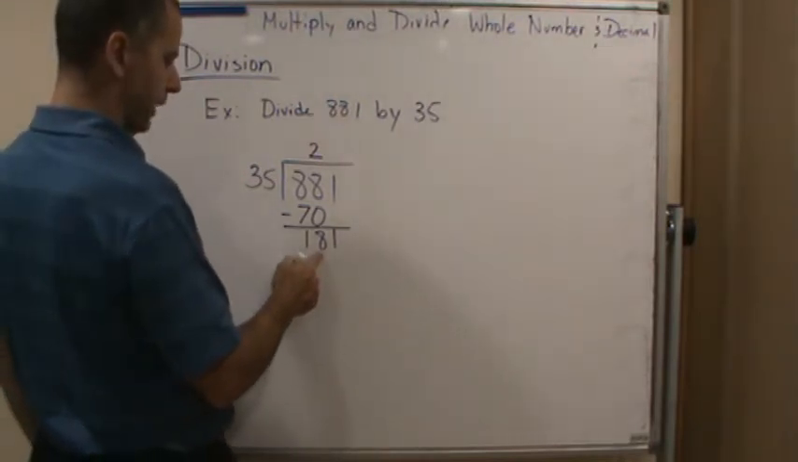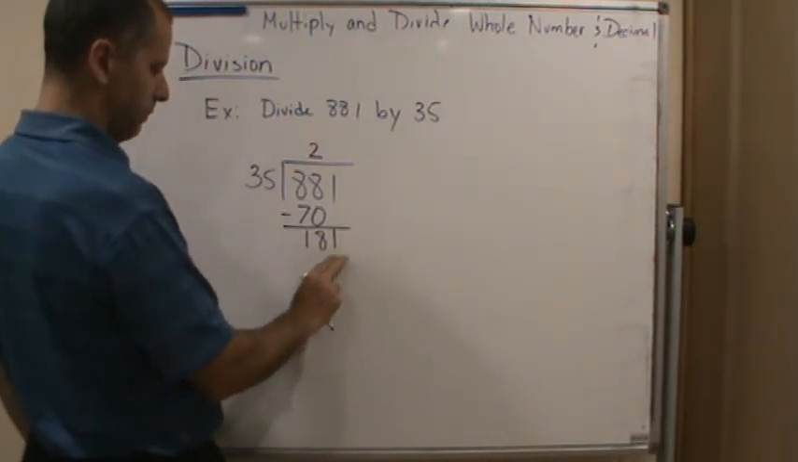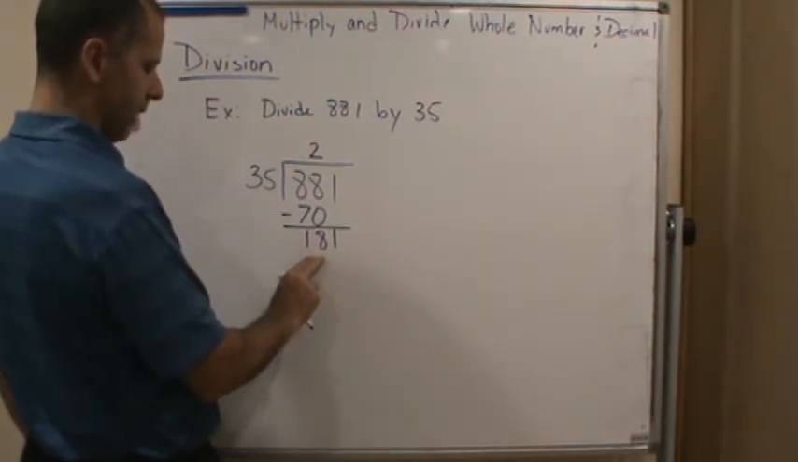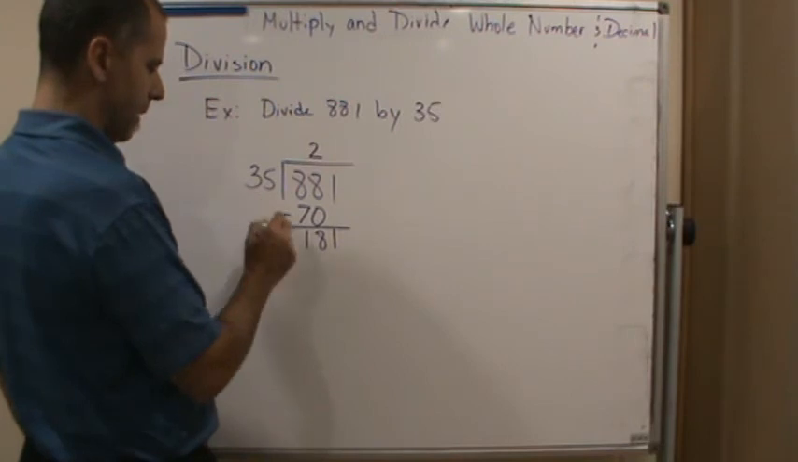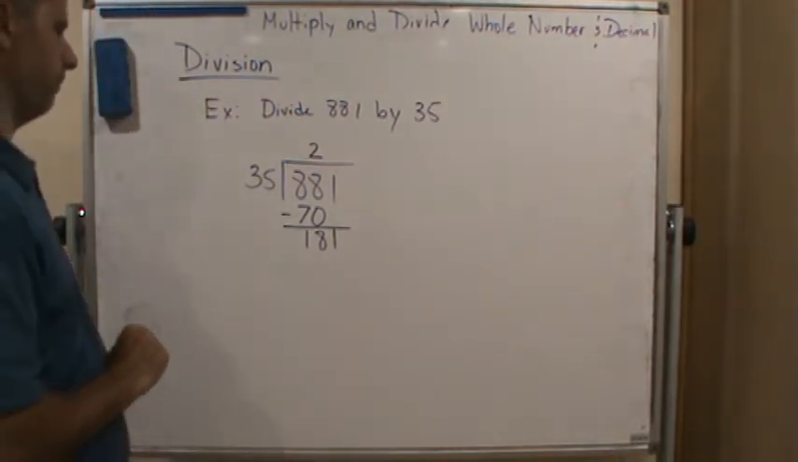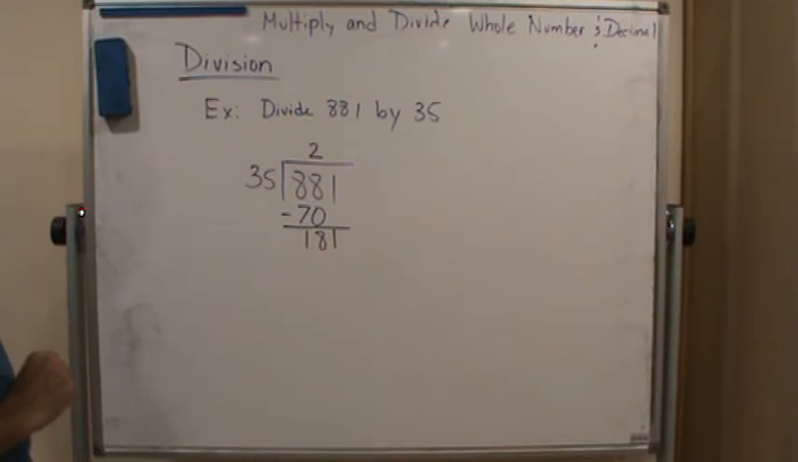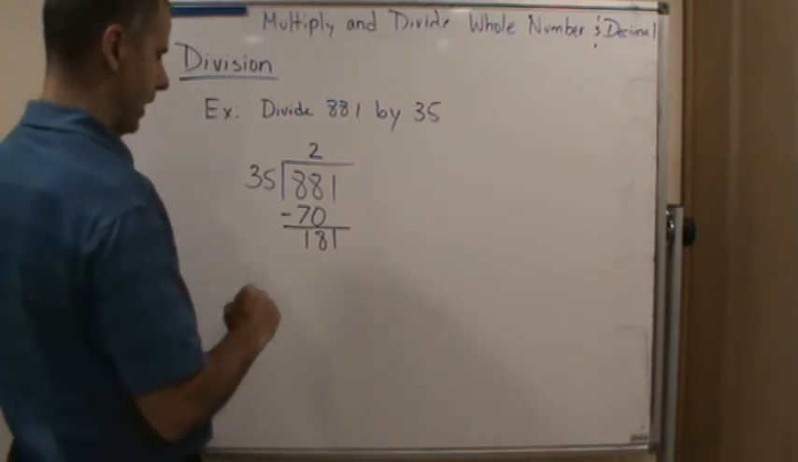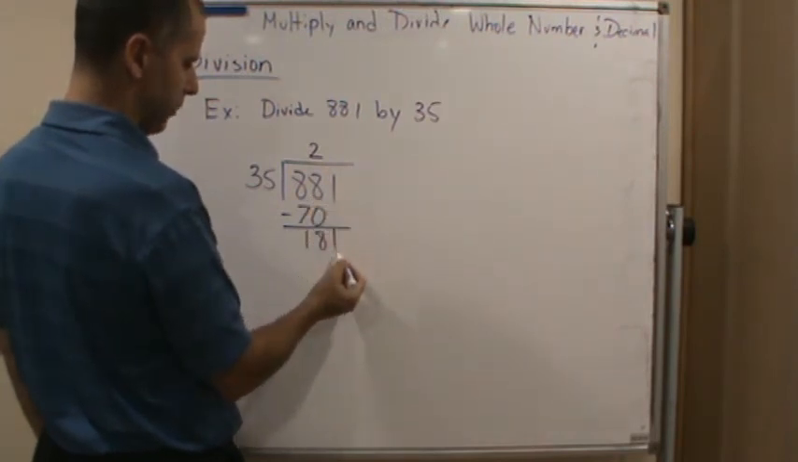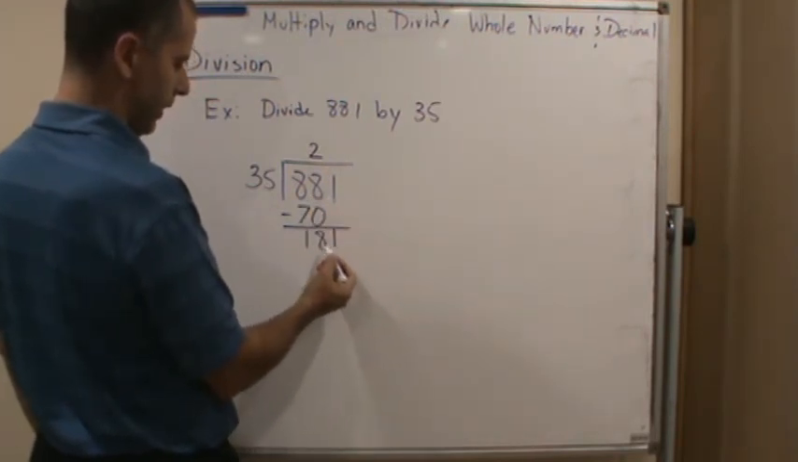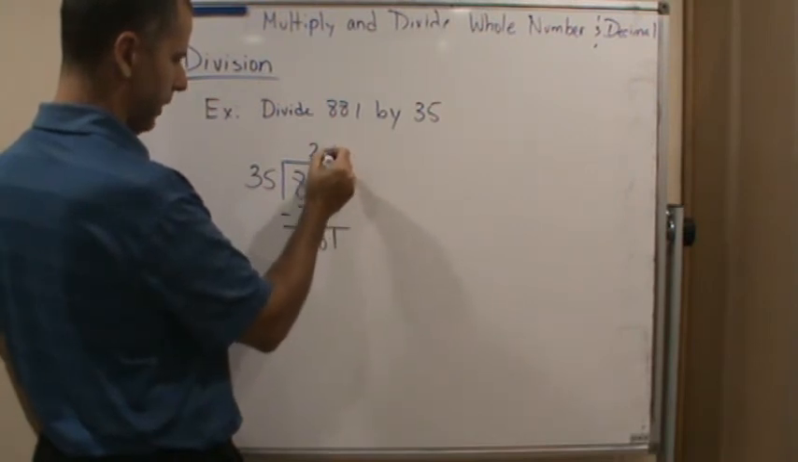So now, again, we're going to divide. The group of digits that gives us a number bigger than or equal to 35 is 181. So how many times does 35 go into 181? It's going to be 5 times. So we put the 5 over the next digit. Now that we dropped down, we're over in this place value, right? So we put the 5 here.